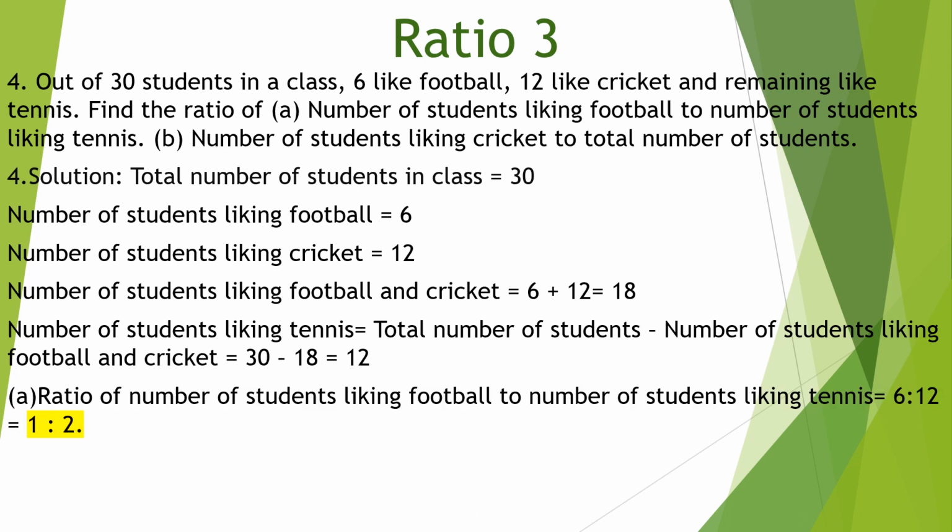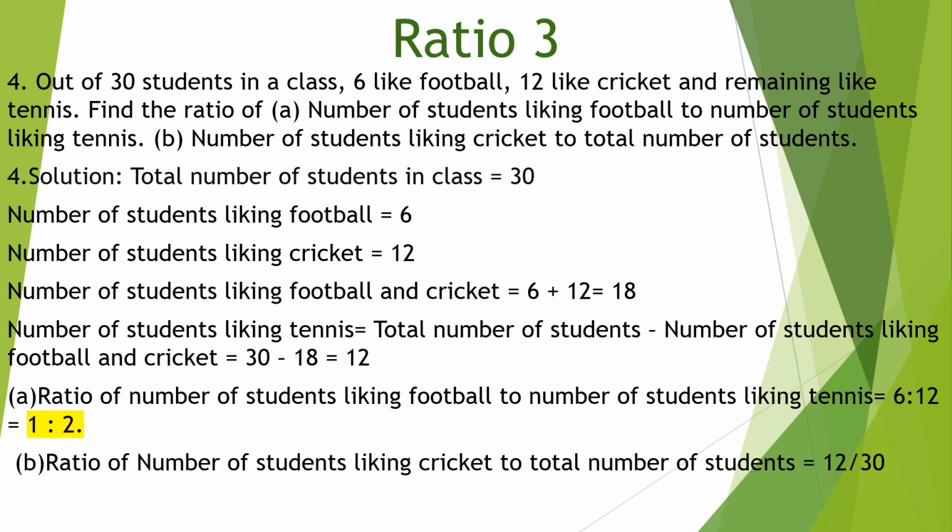Now we have to find out the ratio of number of students liking football to the number of students liking tennis. So this will be 6:12, that is 1:2. Now we have to find out the ratio of the number of students liking cricket to total number of students, which will be 12:30, that is 2:5.